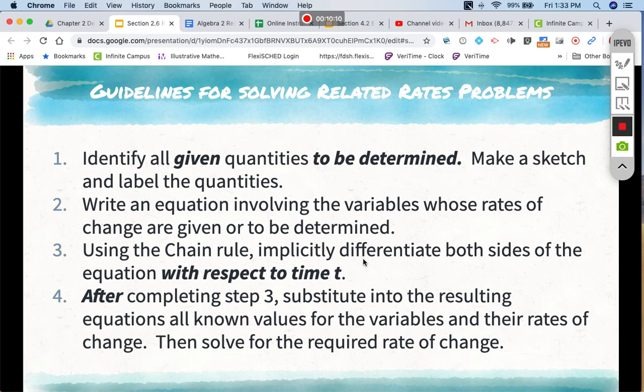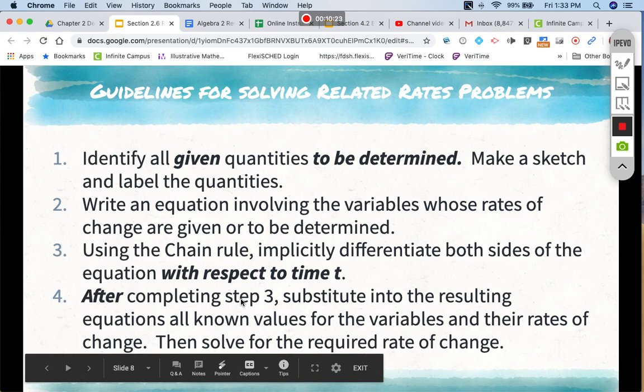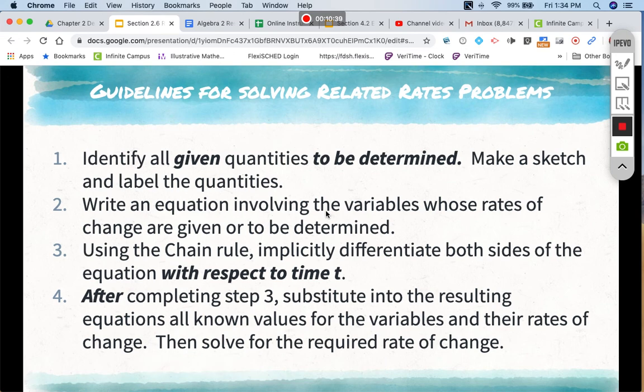If you can write some equation that can connect those variables, you're ready to go. Then you're going to differentiate both sides with respect to time, and again use the chain rule, because generally time is not one of the variables involved in your equation. And then you're going to substitute in the known values. It might be an actual quantity, and it might be a rate of change. But you solve for what's required. So that's your step-by-step. We're going to work through several examples now.